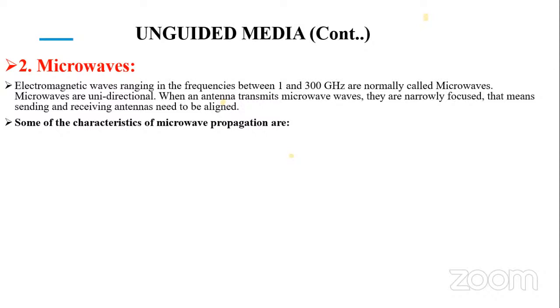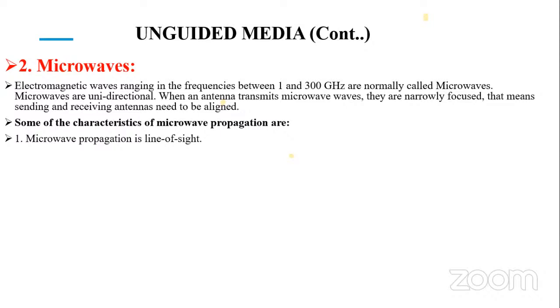They will set up the antenna and the dish in a particular direction. That is related to this one. You can see the last sentence: the sending and receiving antennas need to be aligned. Some of the characteristics of microwave propagation are: microwave propagation is line of sight. This is due to this concept of line of sight that antennas and dishes are set up this way.